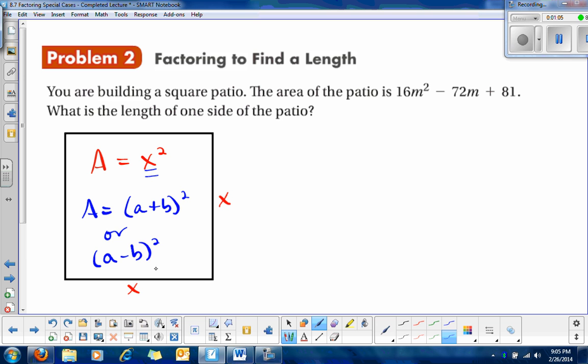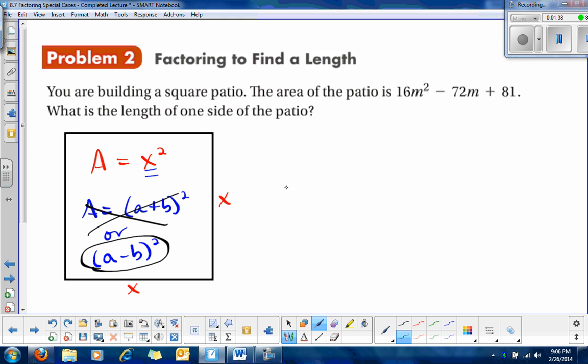Which one do you think we're going to be using in this problem? Well, if you take a look at our middle term, that gives you your answer. Because it is a minus 72m, that means we are going to be using the a minus b quantity squared. So that's what our answer is going to look like.